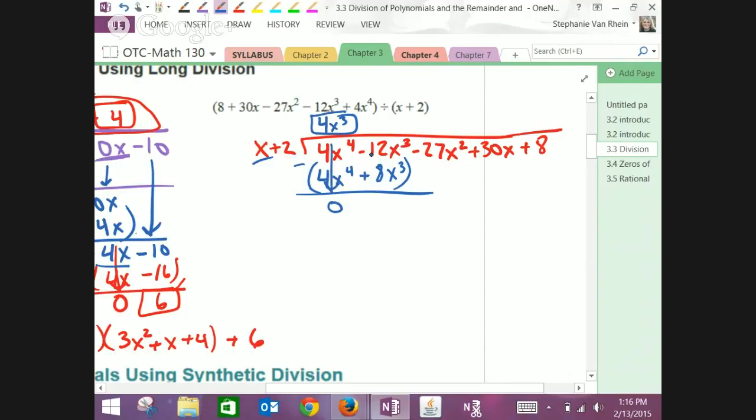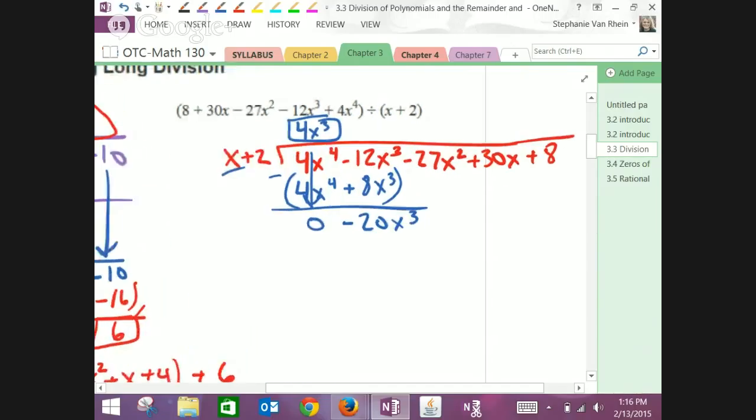Zero term here, minus 12 minus 8. So this would be minus 20x cubed, right? So you would take minus, minus, plus. So a minus, minus. Yeah. So you have to be careful with this.